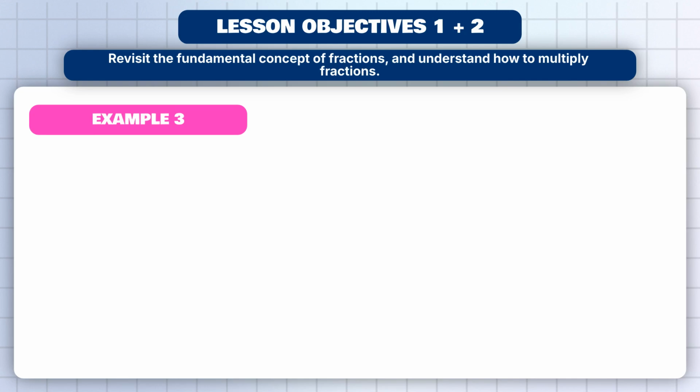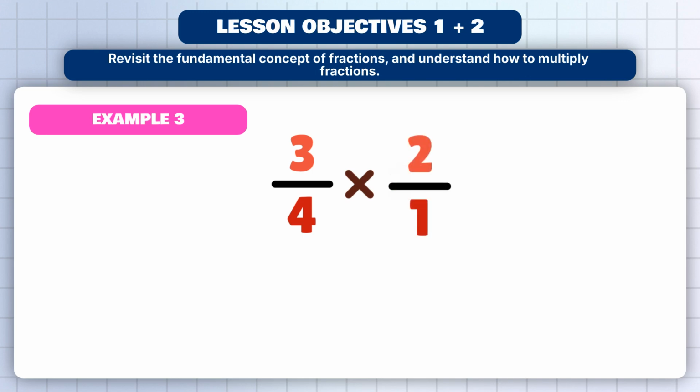Let's now consider the problem, 3/4 multiplied by 2. Here we have a whole number being multiplied by a fraction. So how do we deal with that? It is actually quite simple. First, we must rewrite the whole number as a fraction. To do this, we set the number itself as the numerator. Then, we can place 1 as the denominator. As such, 2 becomes 2 over 1.